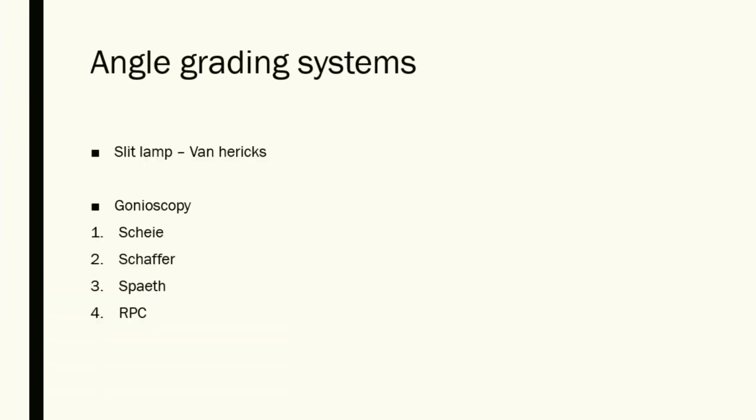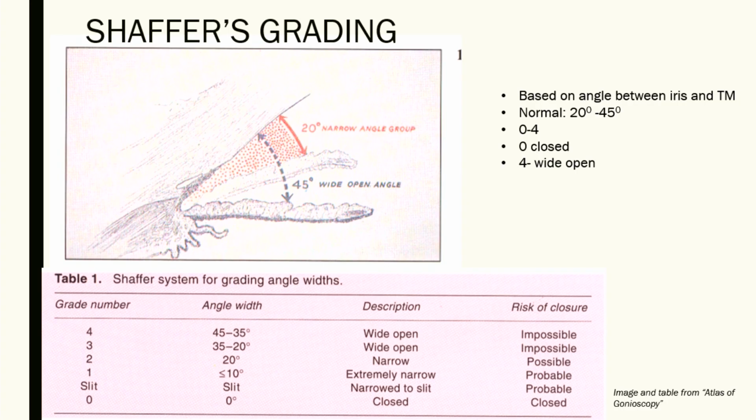So coming to the angle grading systems, you can use slit lamp or gonioscopy to do it. We all know the Van Herick's grading. Gonioscopic grading, one of them is the Schaeffer's grading. It is based on the angle formed between the iris and the trabecular meshwork. Normally, it is supposed to be 20 to 45 degrees. Here, it is graded between 0 to 4, where 0 is a closed angle and 4 is a wide open angle.